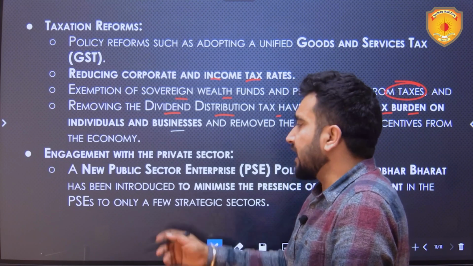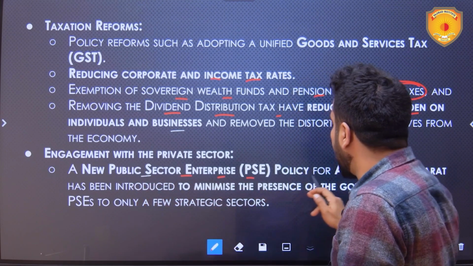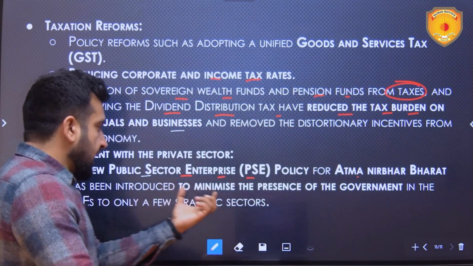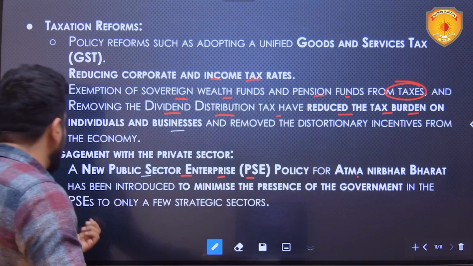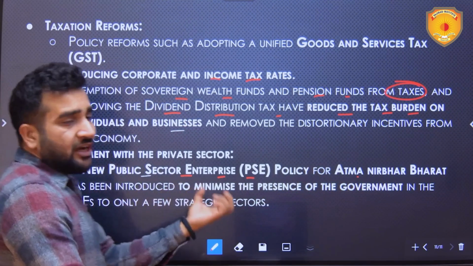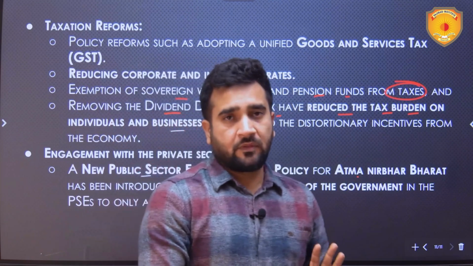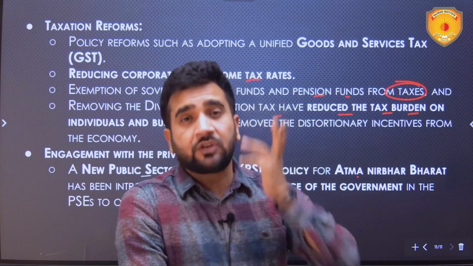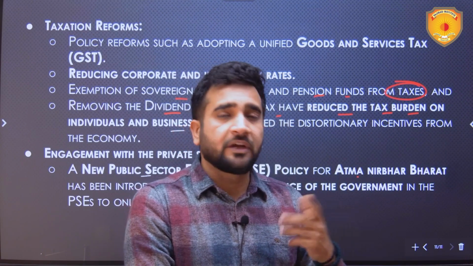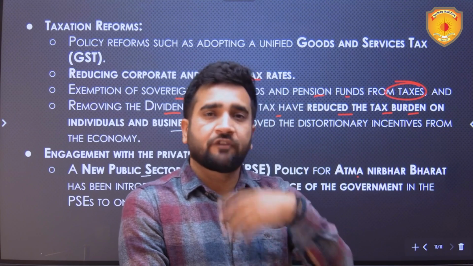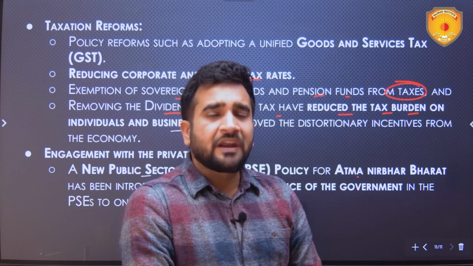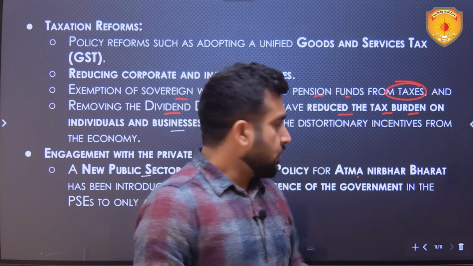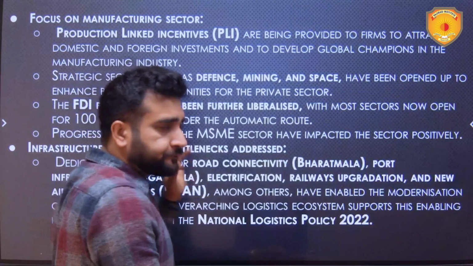Engagement with the private sector. A new public sector enterprise policy for Atmanirbhar Bharat has been developed. The aim is to minimize the presence of the government in the PSEs, and only in a few strategic sectors will the government be there. Else, they are delegating it to the private sector, including railways. We could see the private sector operating trains. In the future, you will further see this. So the private sector brings a lot of efficiency in those sectors. So this is what the government's aim is.